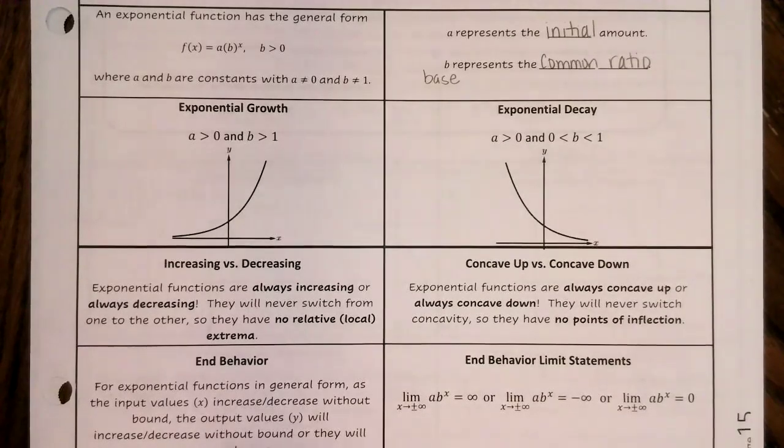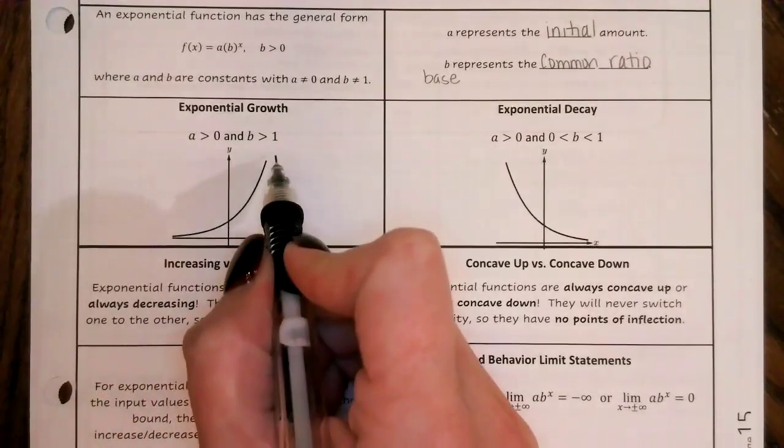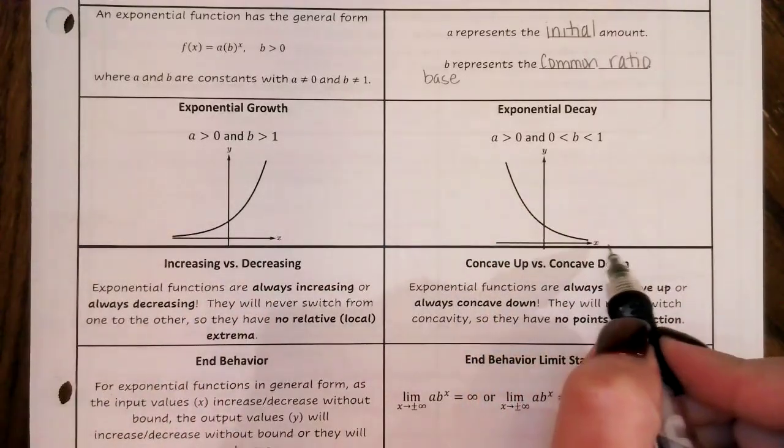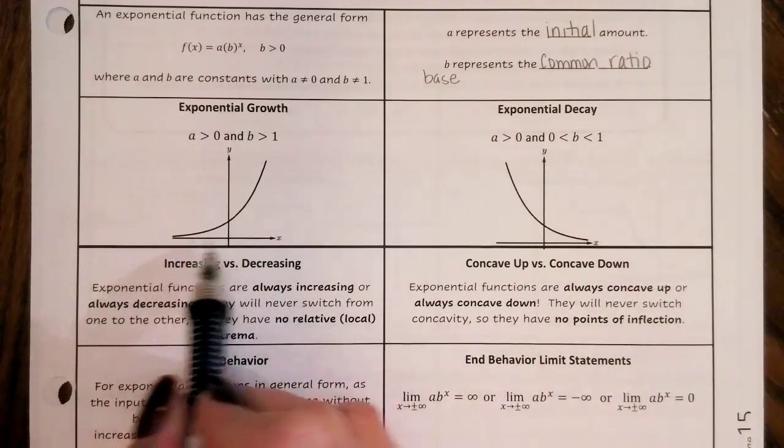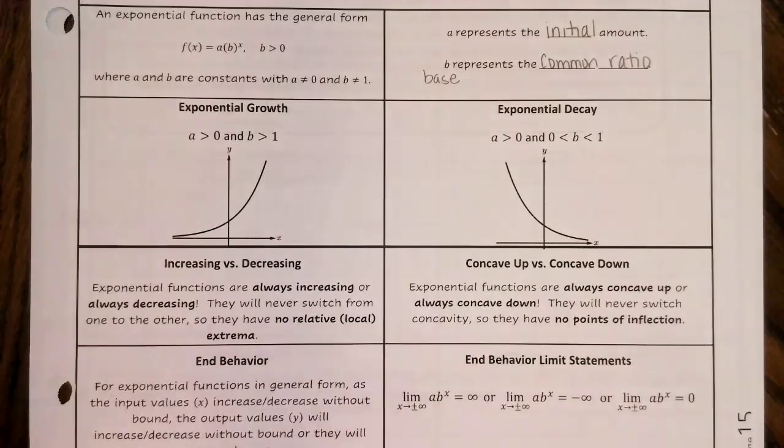We talked about an exponential function looking like this when it's an exponential growth and this way when it's an exponential decay. In both of these cases, we had a horizontal asymptote right here on the x-axis.